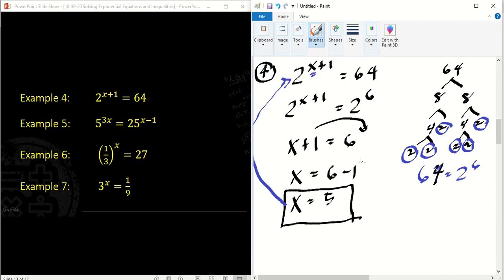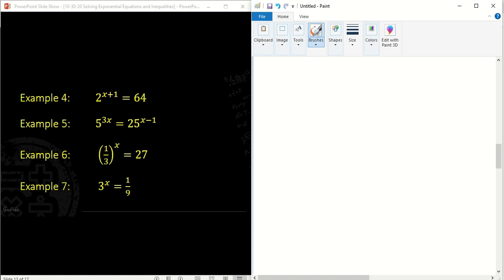Okay, so 5 tayo. Example number 5. Ang kailangan lang naman talaga dito, practice.